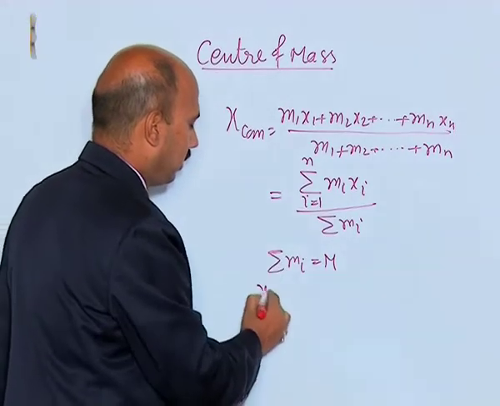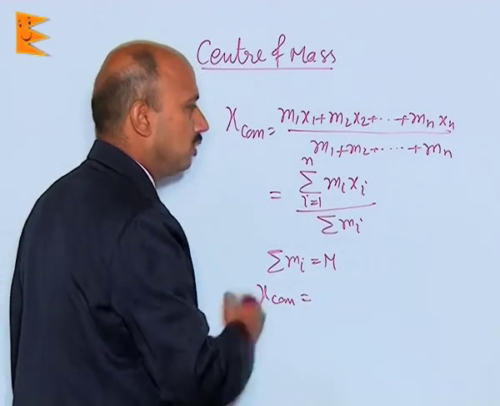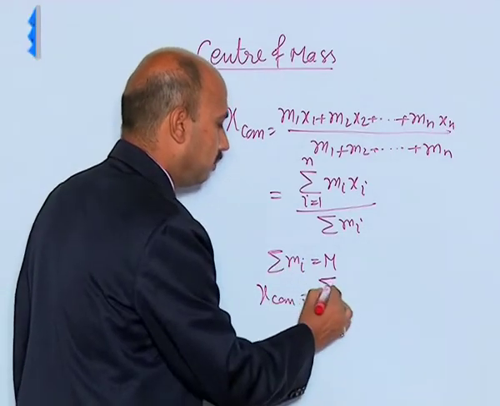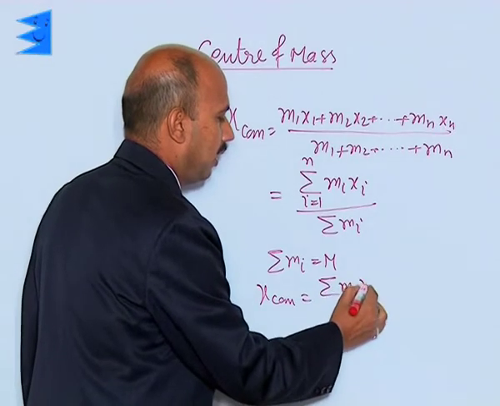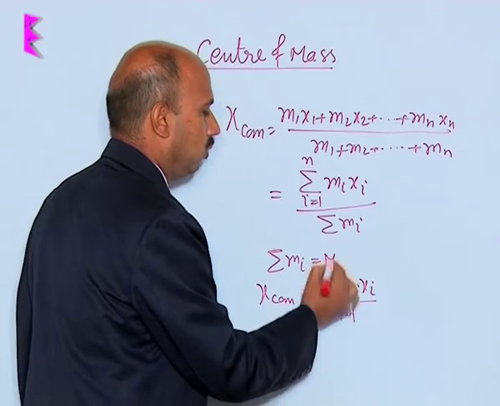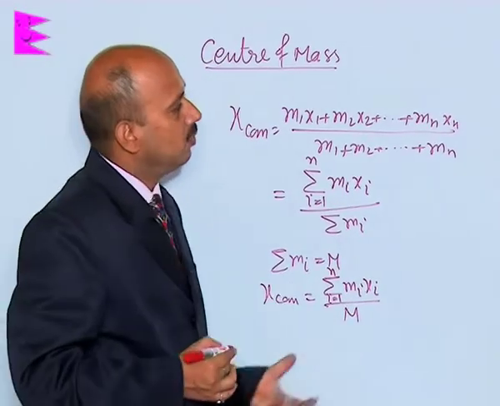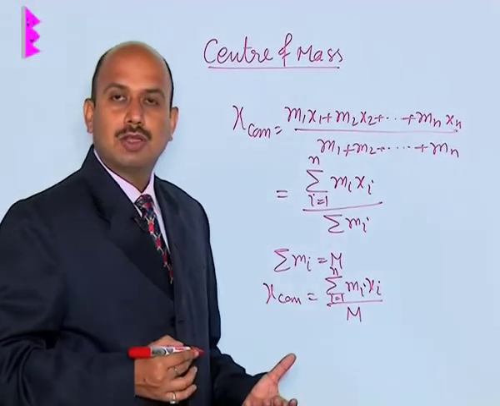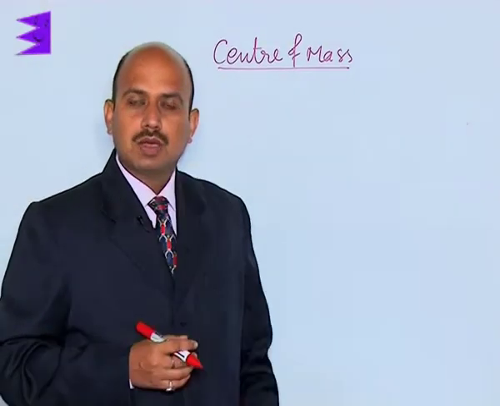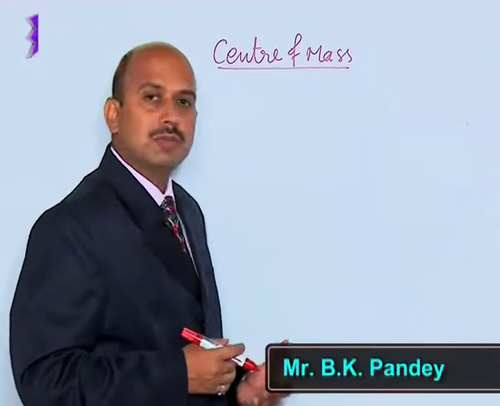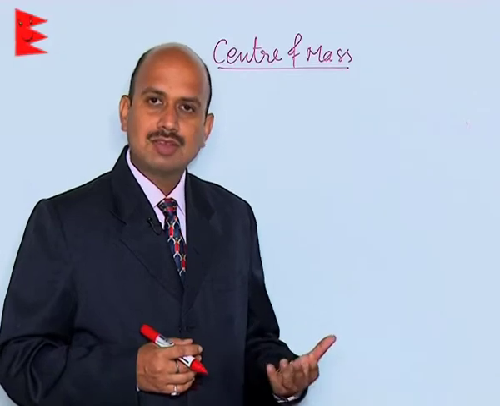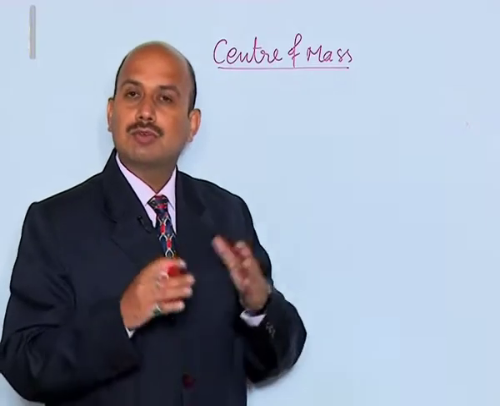So, we can write xcom, that is the position of the center of mass on the x axis, is equal to the sum of mi xi divided by this M, where i is equal to 1 to n. So, this can be used for calculating the position of the center of mass when the system has n number of particles. Suppose you have a system of 3 particles, obviously they are not in one line along the x axis, they are in the xy plane.